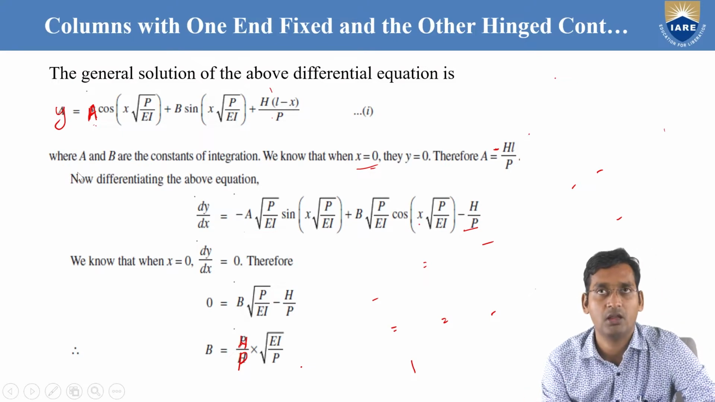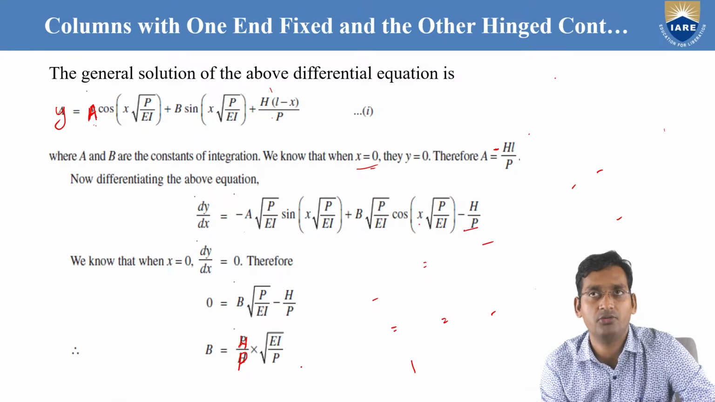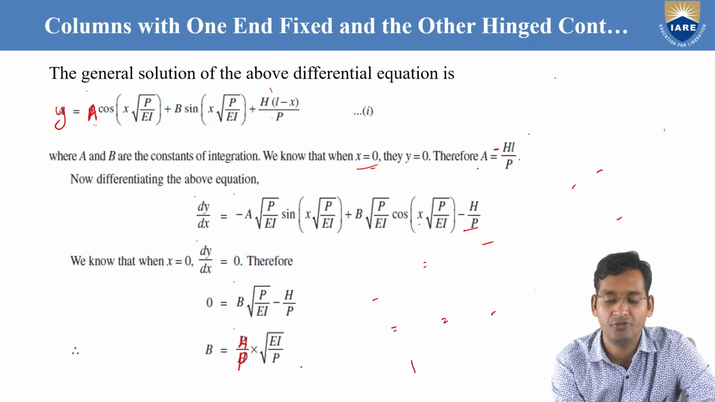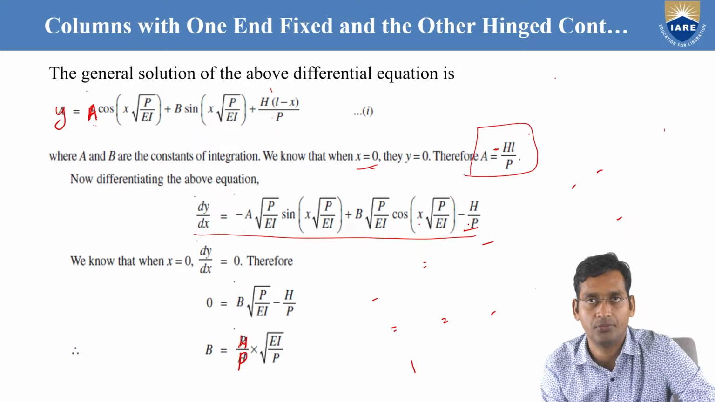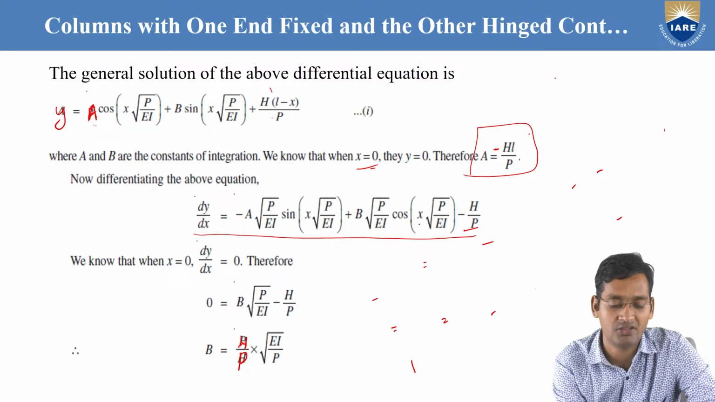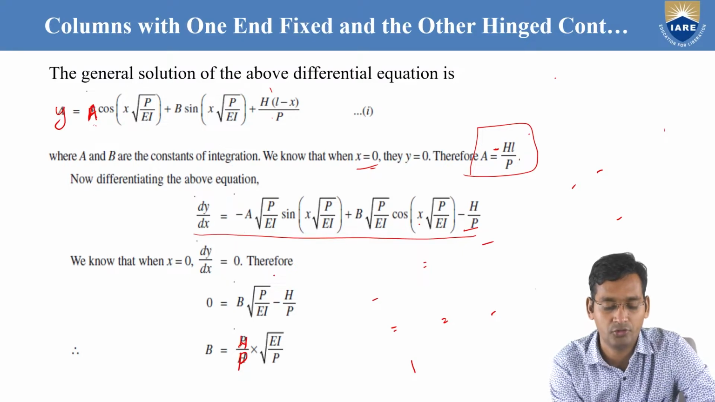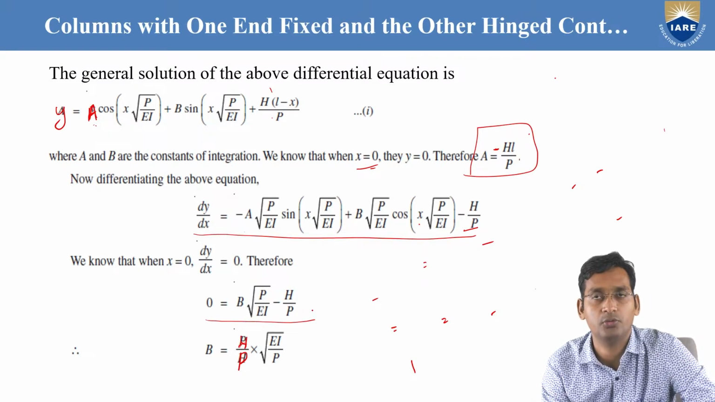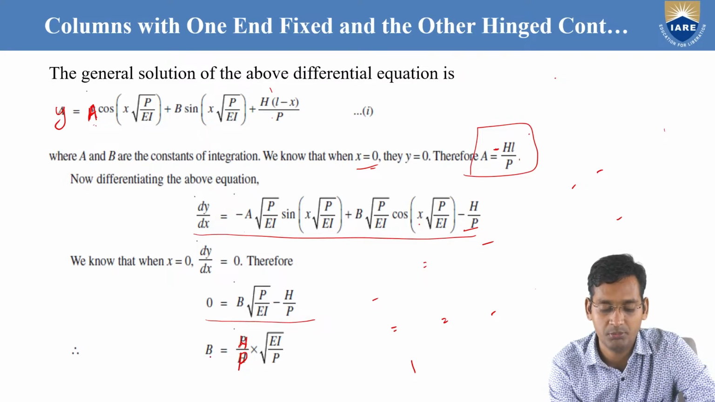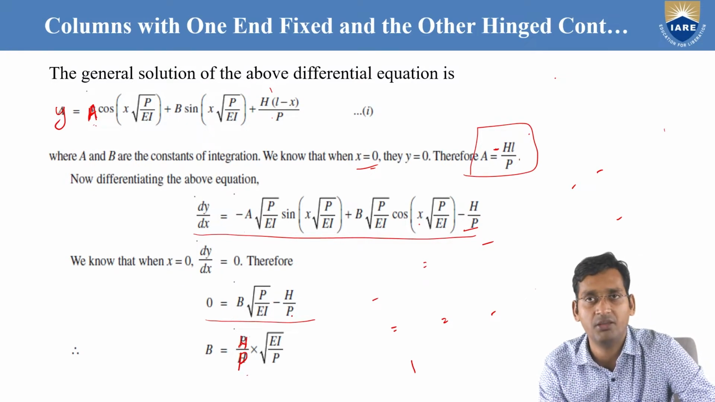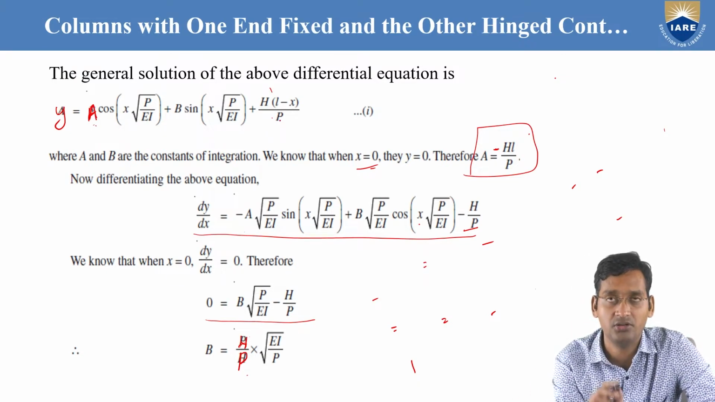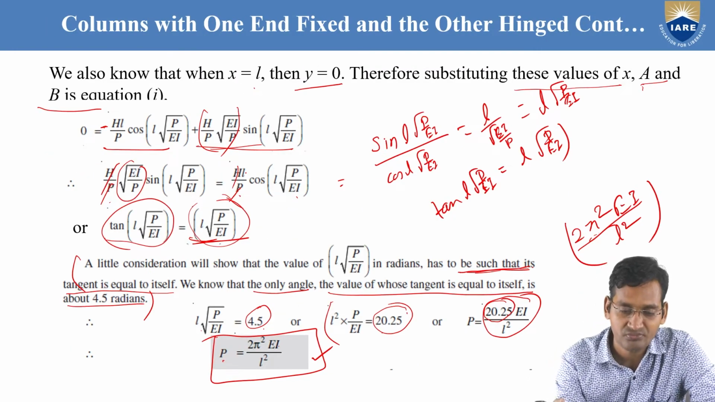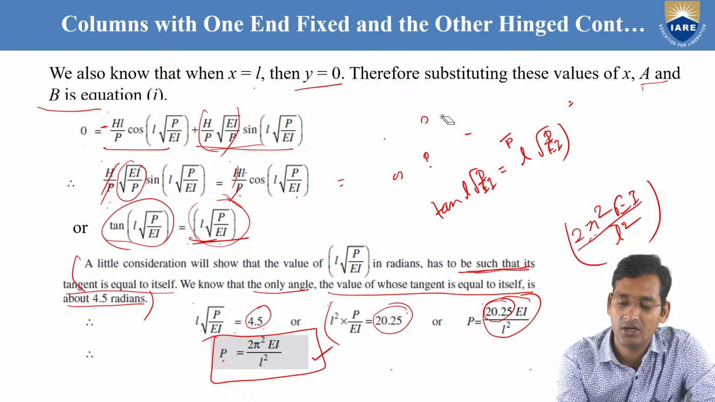Okay, now again after putting the boundary condition, what is that? At x equals to 0, y equals to 0, simplified, you will get A equals to minus HL by P. Next step is what? Differentiate. So after differentiating, you will get this one. Again, put the boundary condition, x equals to 0, dy by dx equals to 0. Therefore, what we will get? 0 equals to B into this one. So from here, what we will get? B equals to H by P into root EI by P. So now we have A and B value. Substitute in equation 1, that is in this general solution.